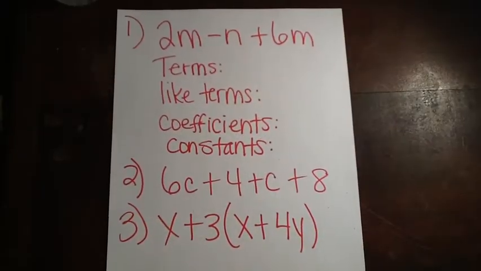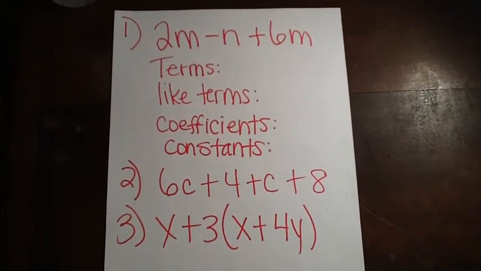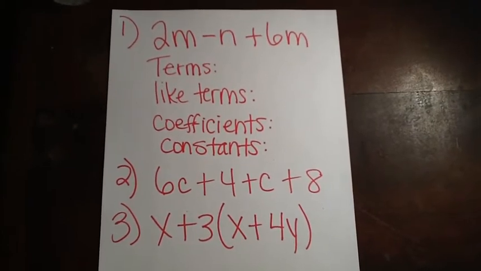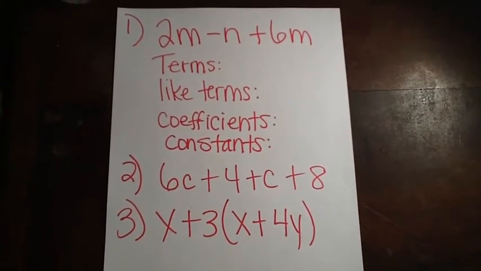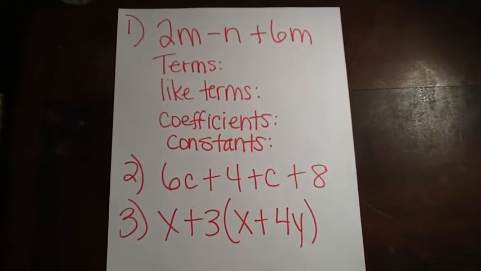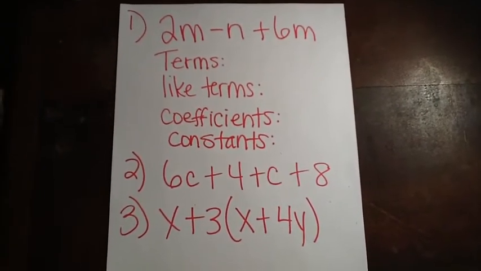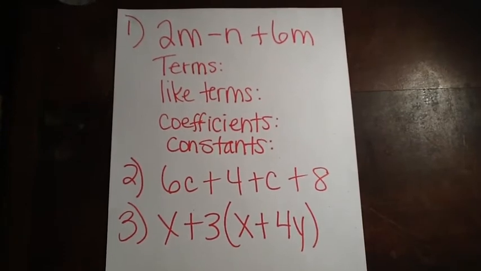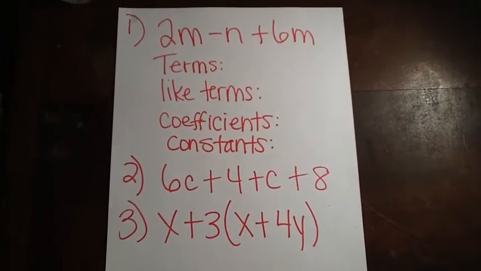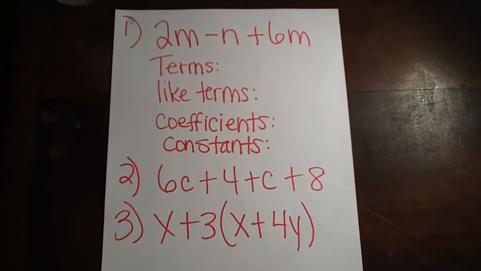Alright, you have 3 problems to do tonight. Go ahead and look at the first one. It says 2m minus n plus 6m. You're going to have to list all of the terms, list the like terms, list the coefficients, and the constants. Number 2, you're going to go ahead and simplify.